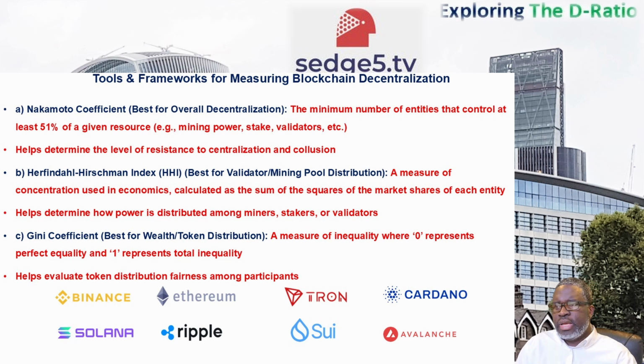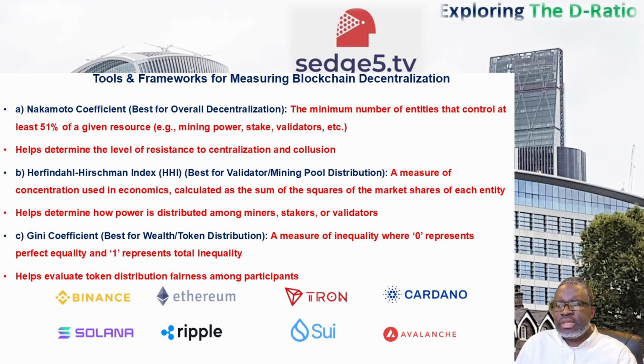The second one, forgive me if I'm butchering this, I think it's German, is the Herfindahl-Hirschman index, or HHI index, which is what I'm going to refer to it from this moment on, because it's just embarrassing the way I'm pronouncing it. And it is best for measuring validator and mining pool distribution.